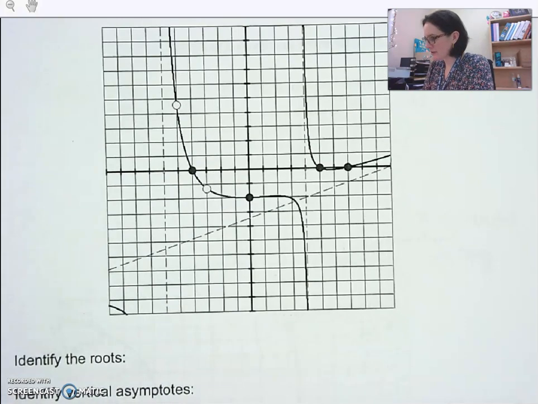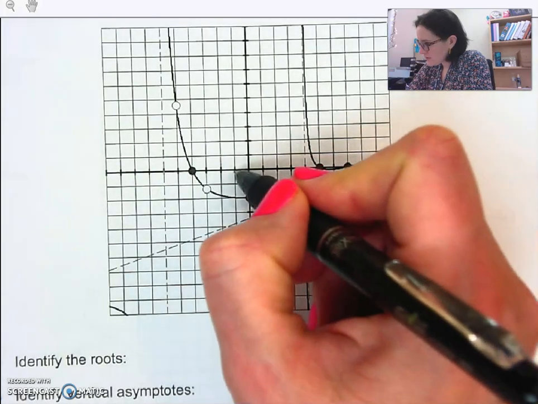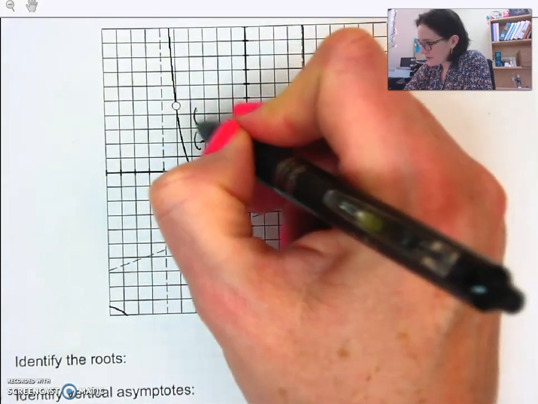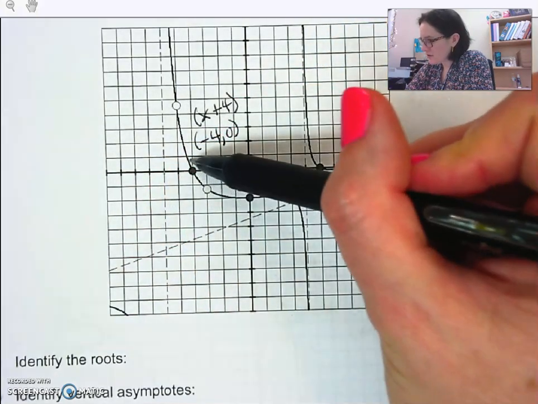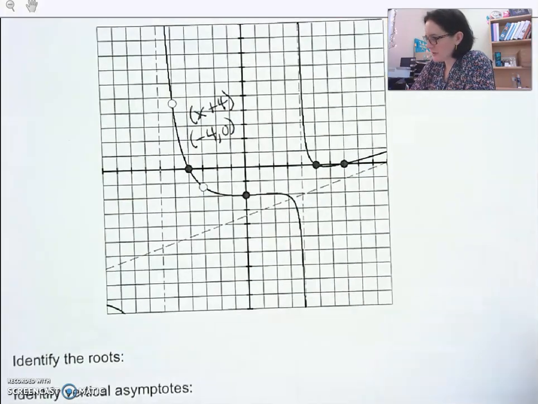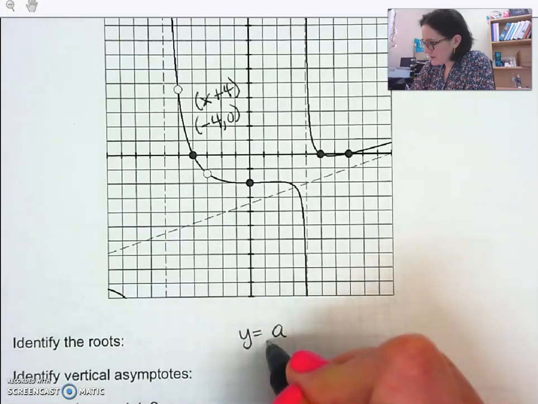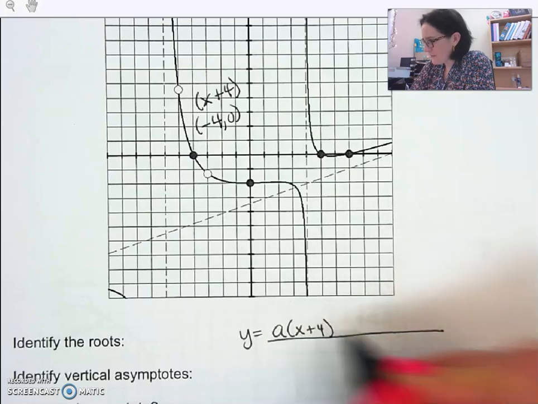So looking at the graph here, I have 3 roots. One at -4, that would come from a factor of x plus 4. And you'll notice that it crosses through, it is not tangent, so that factor is not going to be squared. So I'm going to set up my general form equation here. So that factor is x plus 4.